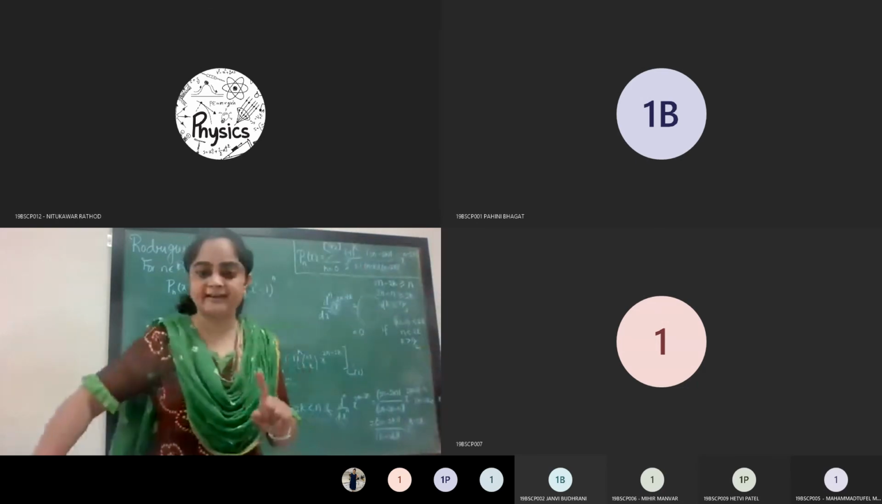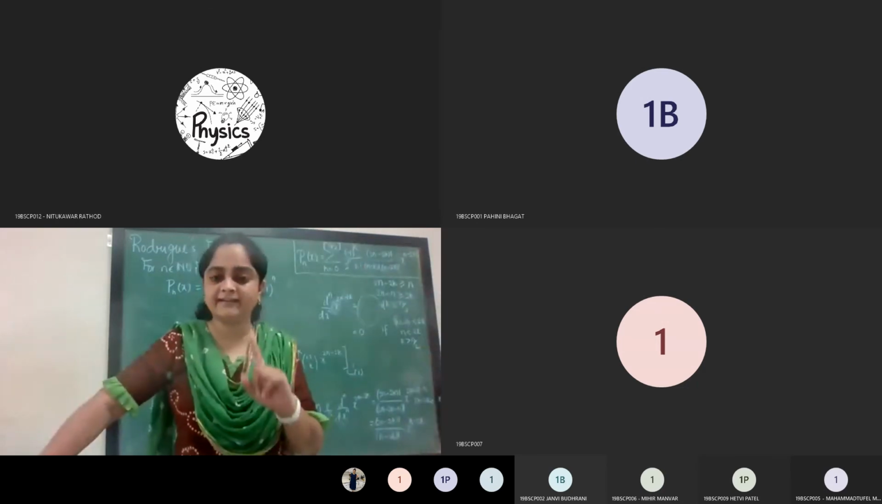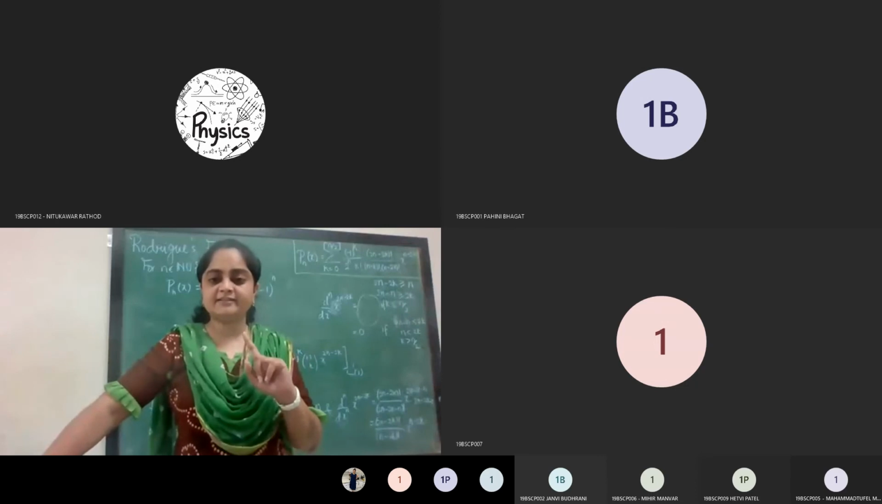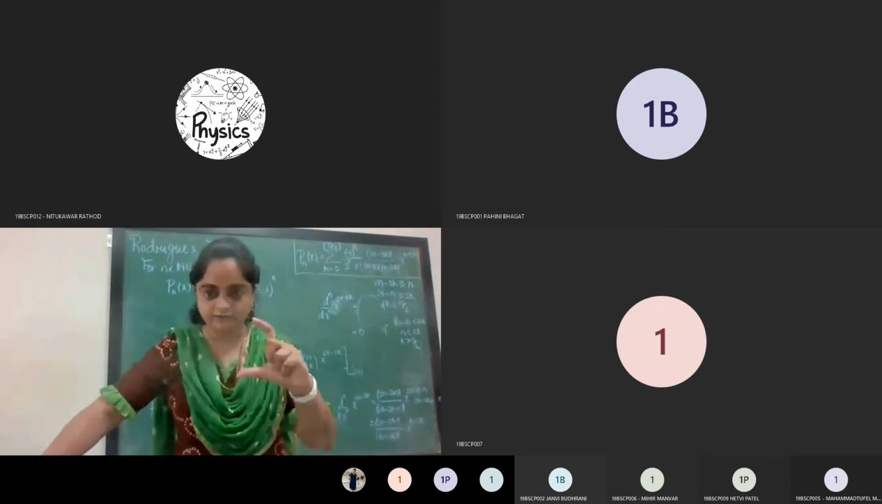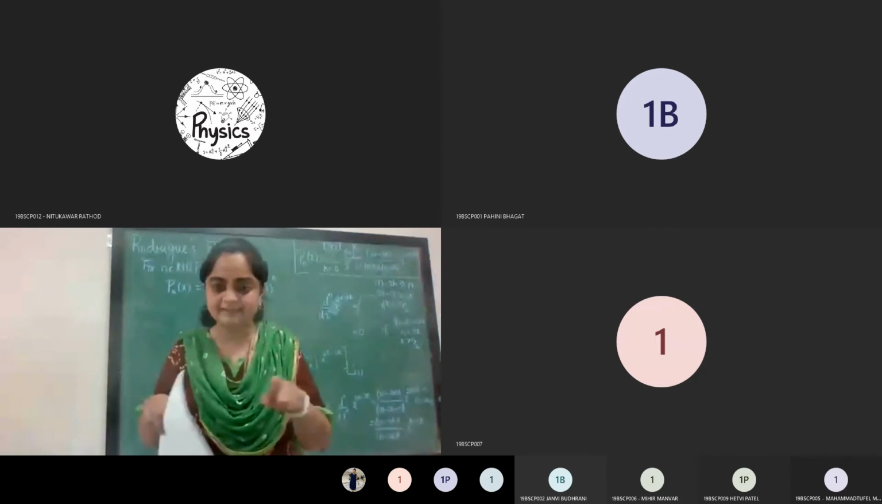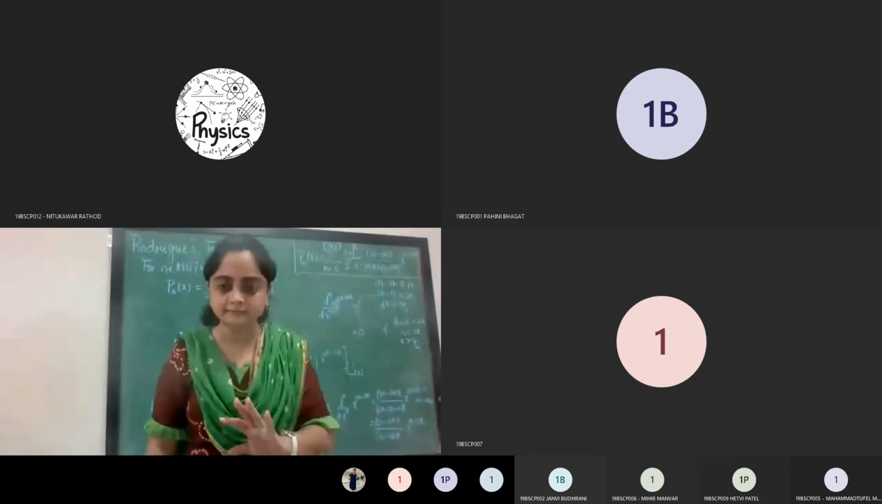And what is k? k is a non-negative integer. That means it will consider the term 0 as well as the positive integers. Therefore, we cannot keep n by 2 as it is. That's why we will now consider the integral part of it. Is it clear?